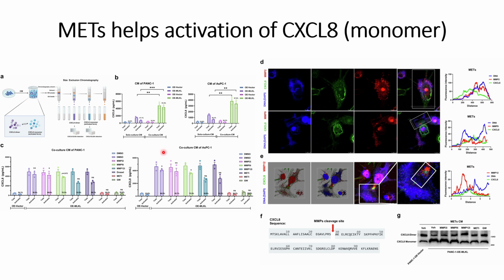Once they found out that this activated CXCL8 is the result of the co-cultured medium that they obtained from co-culturing macrophages and the tumor cells with high MLKL overexpression, they decided to check whether it has any impact with MET inhibitors or not, and they used different kinds of MET inhibitors. When they used the general MET inhibitors, they found that this activated CXCL8 is reduced, and for the MLKL inhibitors also it is reduced.